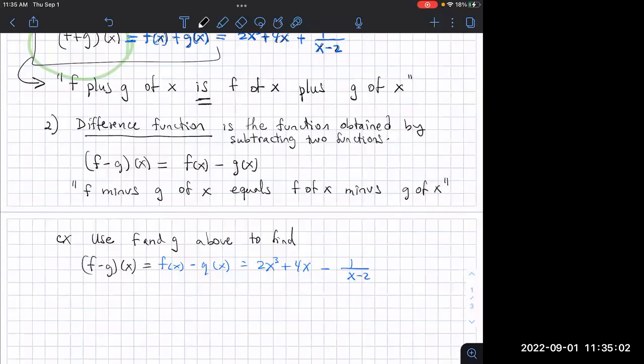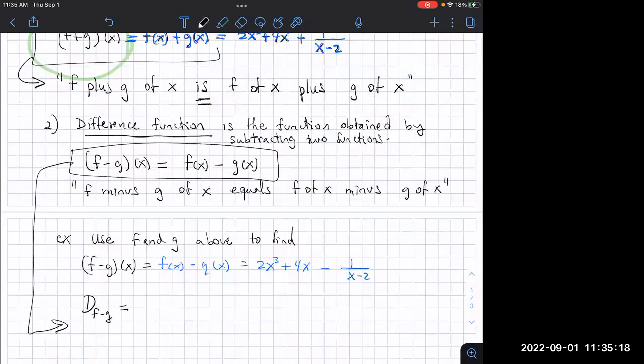We have to talk about the domains also. So what is the domain of the function f minus g? Well, since the function f minus g is obtained by subtracting f of x and g of x, then whatever you plug in for x, you have to be able to find a y for f and a y for g. In other words, x must be in the domain of f and in the domain of g.